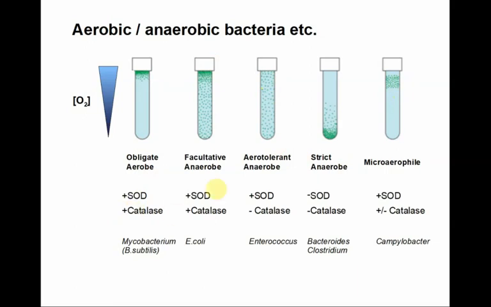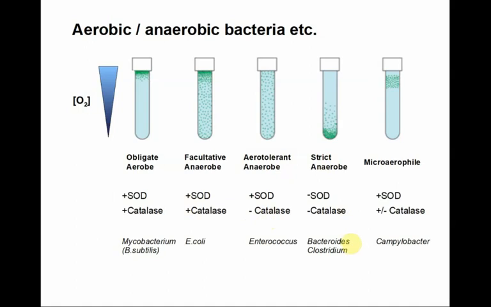So out of these two, it's superoxide dismutase which is really the most important in being able to survive in the presence of oxygen. Aerotolerant anaerobes have superoxide dismutase but no catalase. Strict anaerobes do not have either of these enzymes. And microaerophilic bacteria generally have superoxide dismutase, and may or may not have catalase.